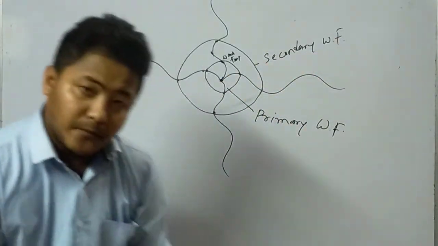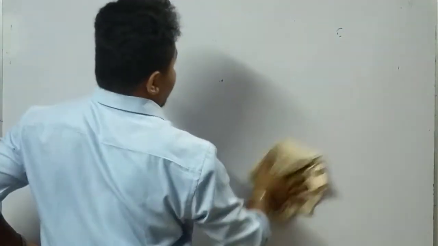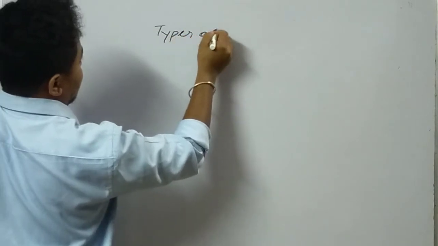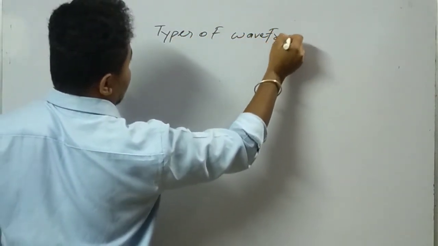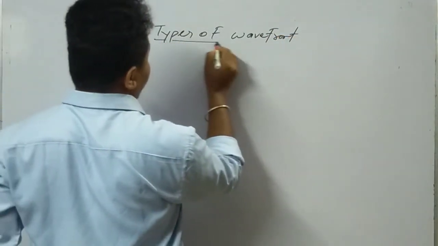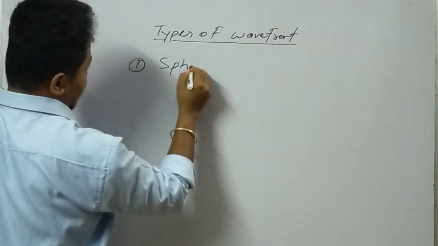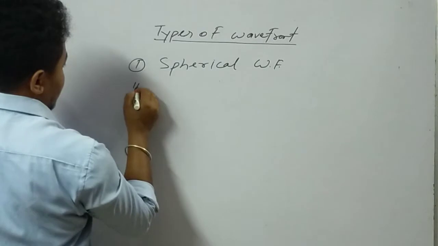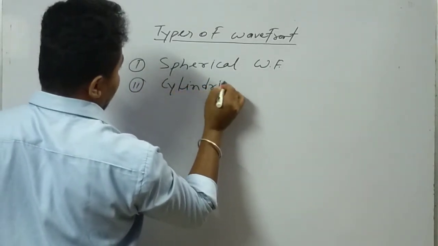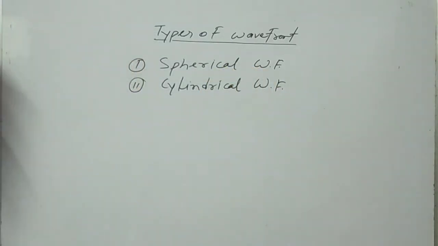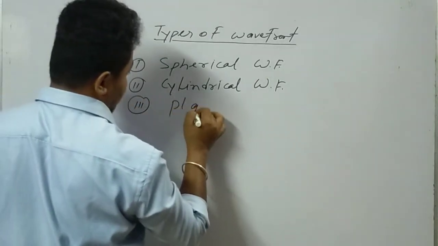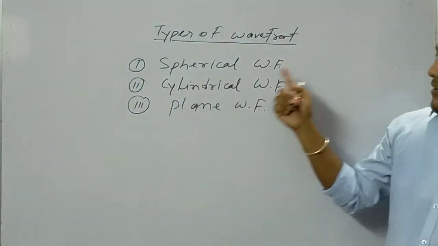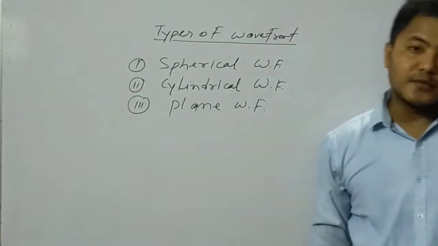Now let us come to the types of wavefront. You can write the types of wavefront. How many types of wavefront do we generally have? We have spherical wavefront, then we have cylindrical wavefront, and finally we have plane wavefront. We can have three types of wavefront. Please note down: spherical wavefront, cylindrical wavefront, and plane wavefront.